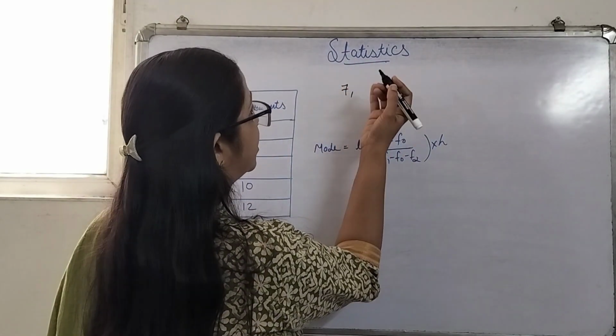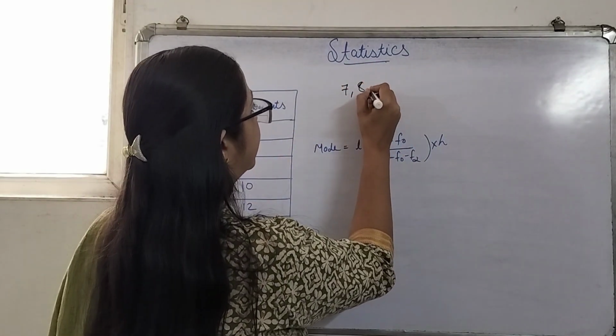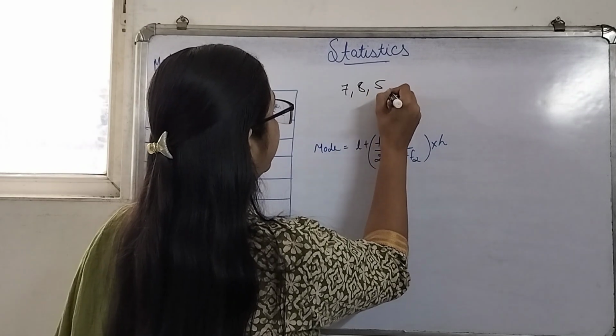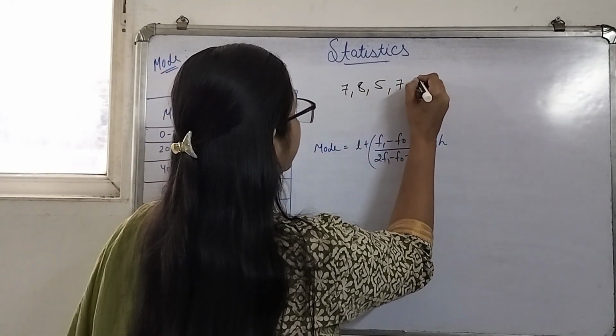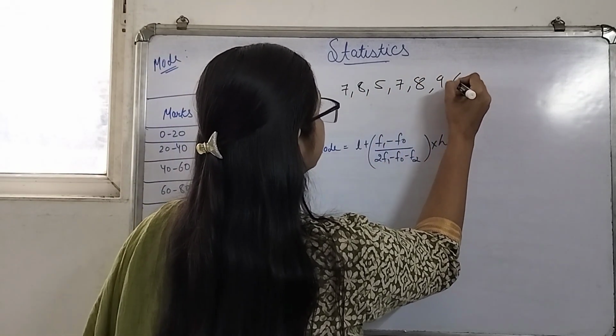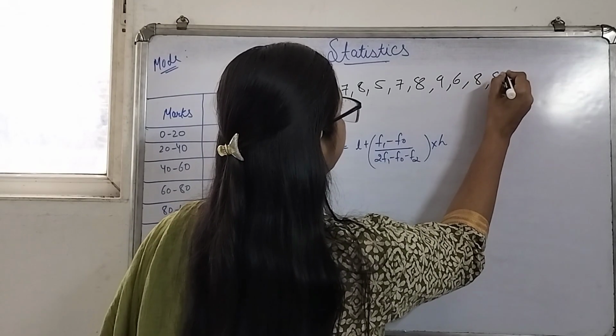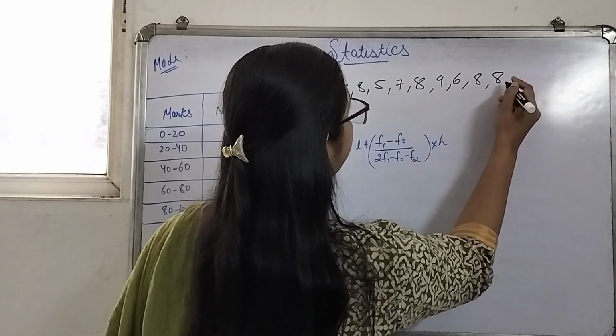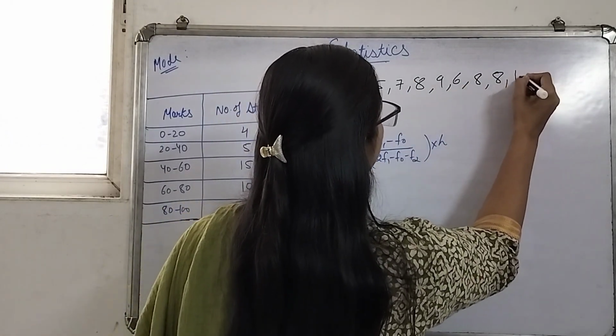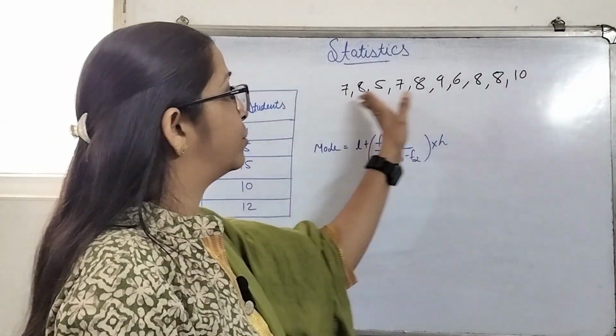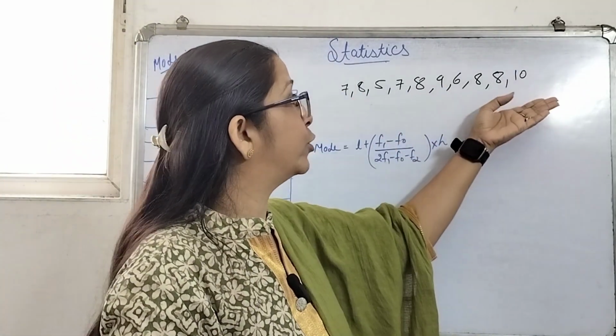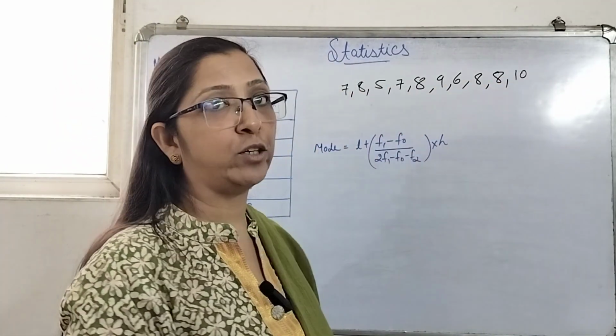Suppose one of the students has secured 7, another has secured 8, then 5, 7, 8, 9, 6, 8, 8, 3, 3, 6, 3, 9. One more student is there, suppose secured 10 marks. So these are the marks of 10 students out of 10 that they have secured in some subject.